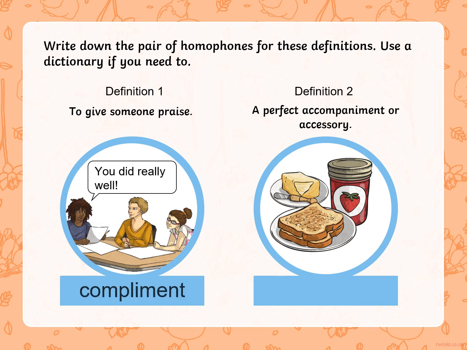So definition one is when you give somebody a compliment. There's only one letter which is different there. We've got an I in the word compliment, to give somebody praise. You say, oh, you've got nice hair, nice dress, something like that. And then definition two, complement, is when two or more things complement each other. Here we've got a picture of some butter and jam. They go together, they match well.